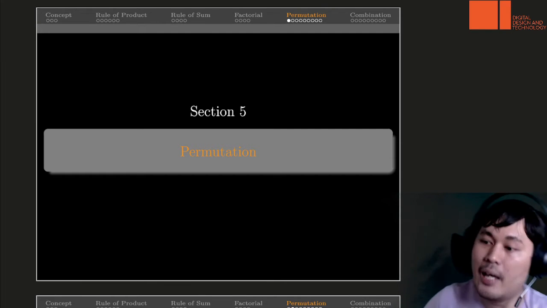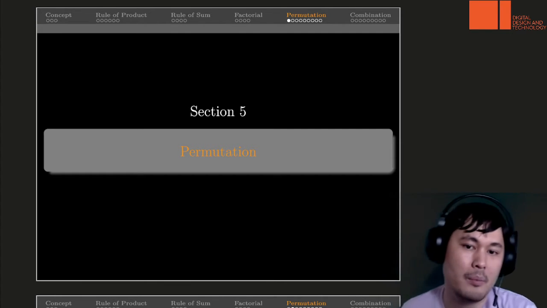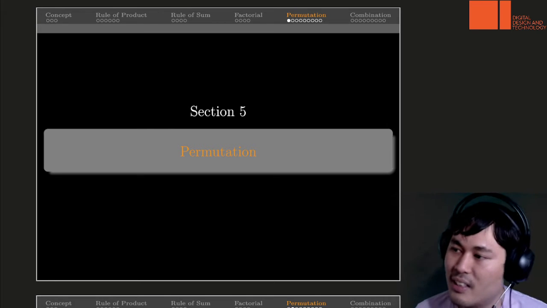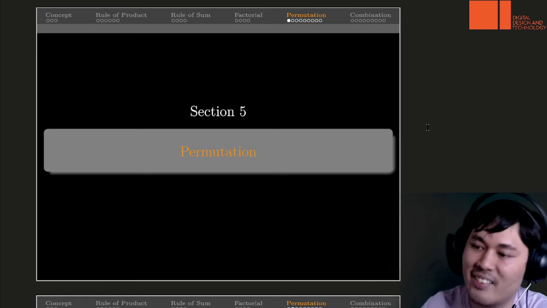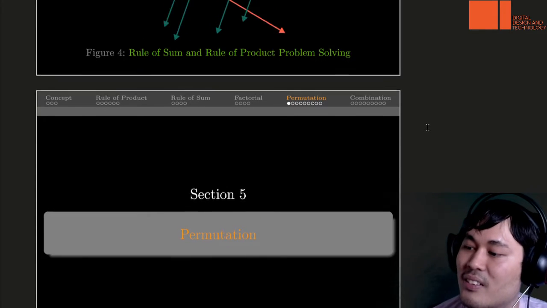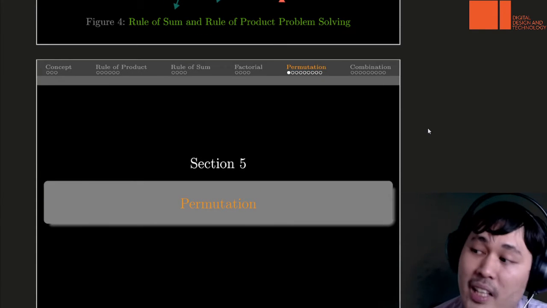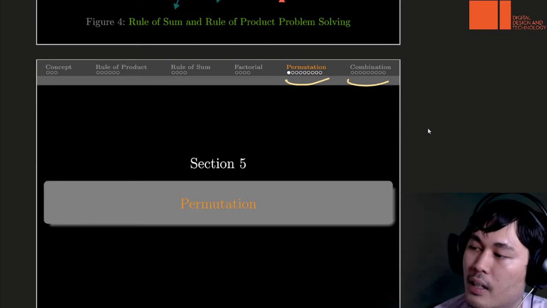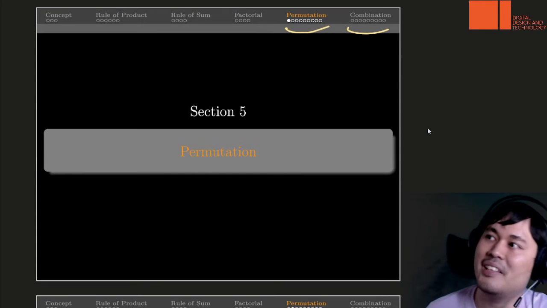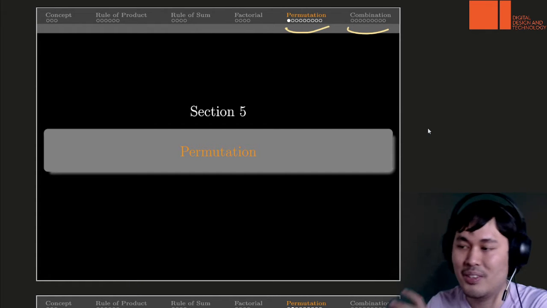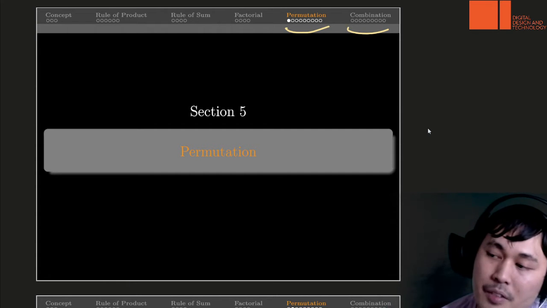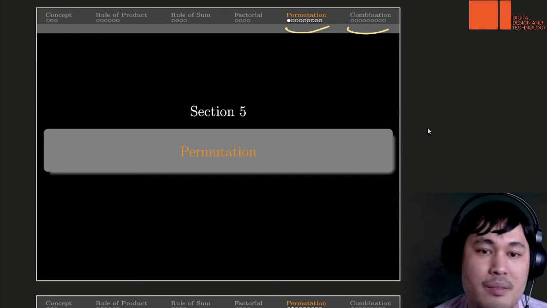Alright, for section 5.5, we finally get to the formulas for counting that are pretty common, that we have a name for, and that we use a lot. So let's do permutation and combination. First of all, the names don't make much sense, so don't worry about the names, but you still have to remember the names of permutations and combinations.